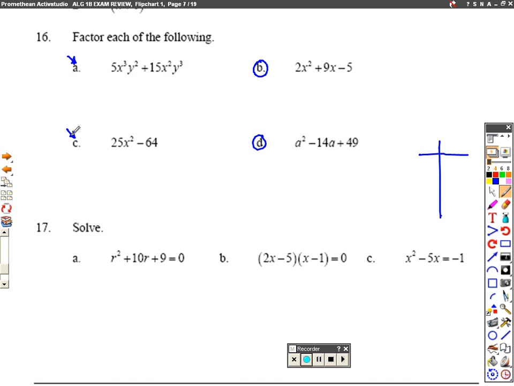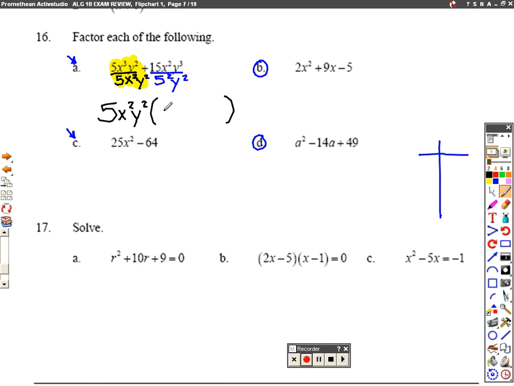Let's start with A. When I looked at A, I noticed that both of these terms have a whole bunch of stuff in common. They both have a 5. They both have an x squared, and they both have a y squared. So this is how I'd write my answer. I'd put a 5x squared y squared outside, and then I'd put what I'd have left for each of these pieces. So what I'd have left for this yellow section, 5 divided by 5 is a 1.